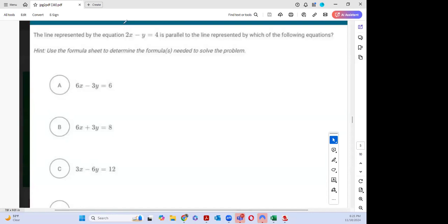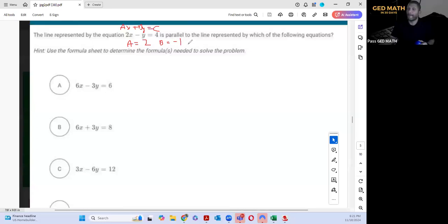Standard form. So standard form is ax plus by equals c. My a is what? 2. My b is what? Is that going to be y or 1? Negative 1. And my c is what? 4. Again, to find the slope, very easy. We take the opposite of a, put it over b. So if a is 2, what's the opposite of 2?